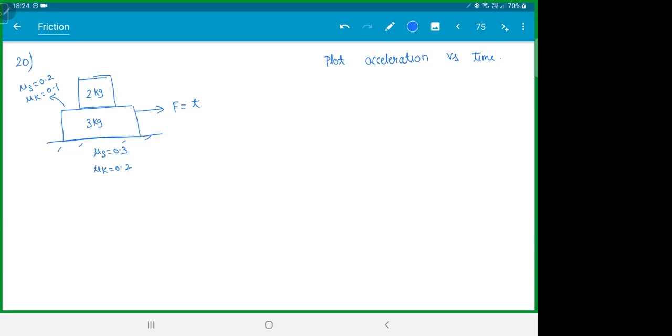How do you start? Whenever there's friction on the ground, the first thing you need to ask is whether this can move or not. So maximum friction on the ground is 0.3 into total weight 50, which is 15 newtons. Meaning for time t less than 15 seconds, there is no motion. Blocks are at rest. So the question starts from 15.